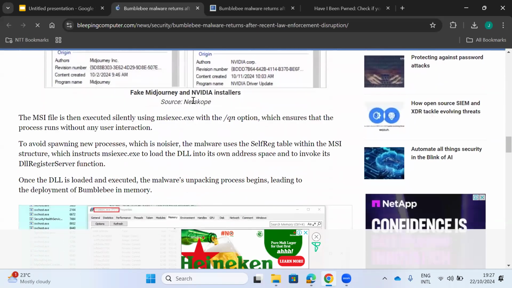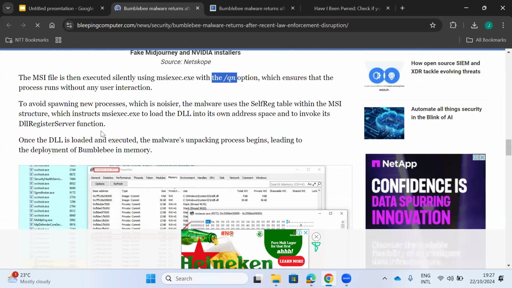Yeah. So once the MSI is executed silently using covert methods, for example using these particular options, which ensures that the process runs without any user interaction. For those who are blue teamers, to avoid spawning new processes, which is noisier, the malware may use this particular table within the MSI structure, which instructs this particular binary to load the DLL into the address space and then to invoke this particular function.